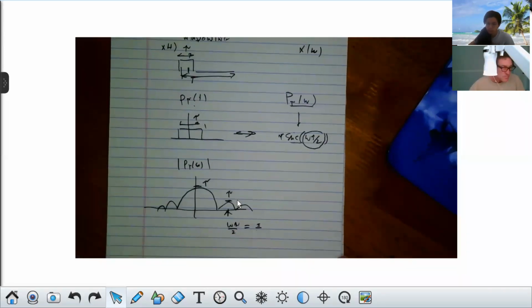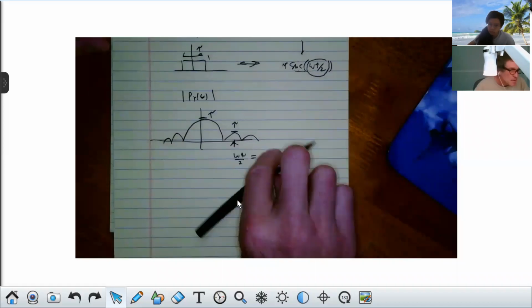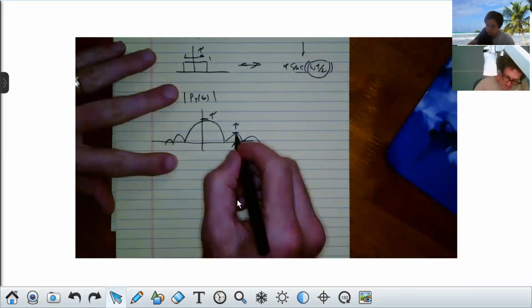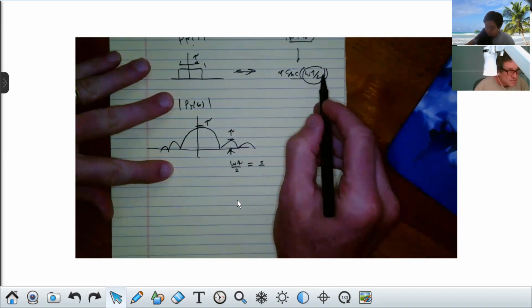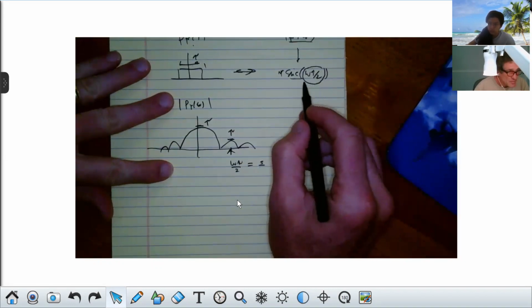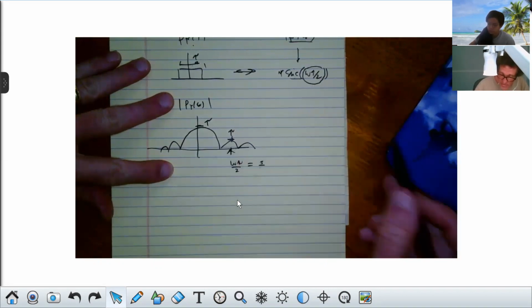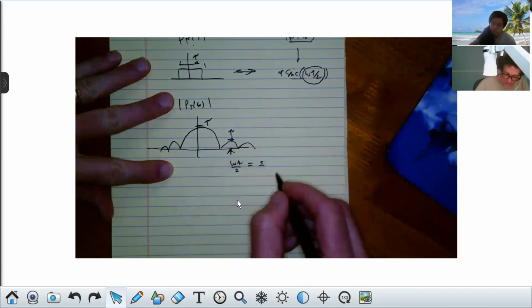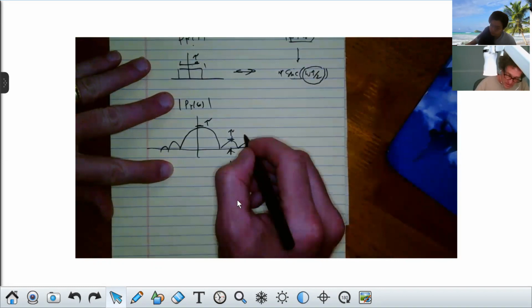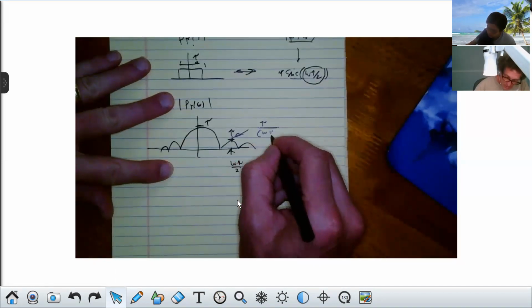All right. So if we look here, remember this function, the sinc function, is really sine of x, or sine of omega tau over 2, divided by omega tau over 2. Well, at this point, the sine of omega tau over 2 is 1. And you're really talking about this height right here being tau divided by omega tau over 2.